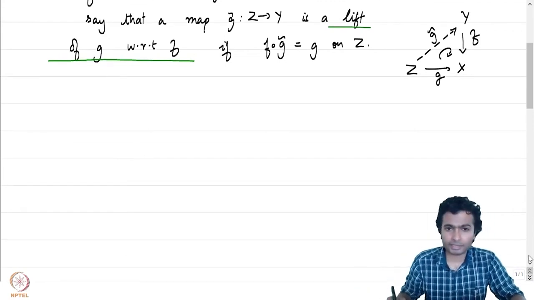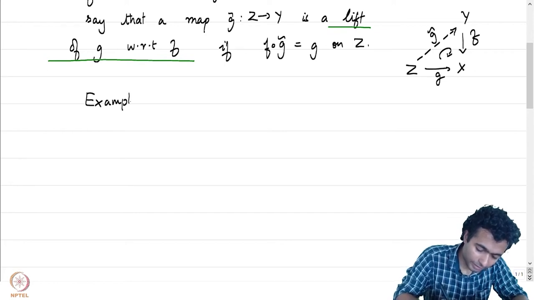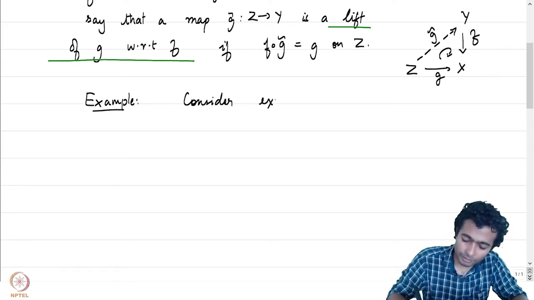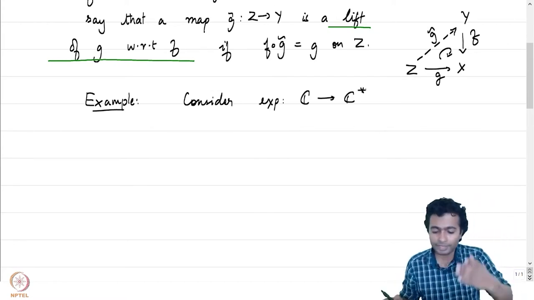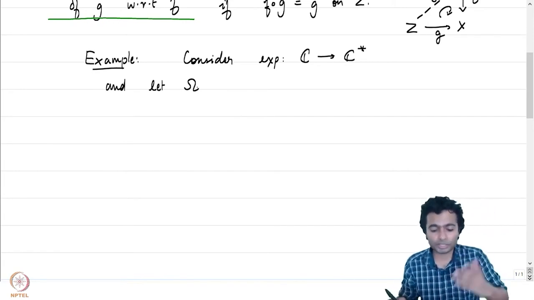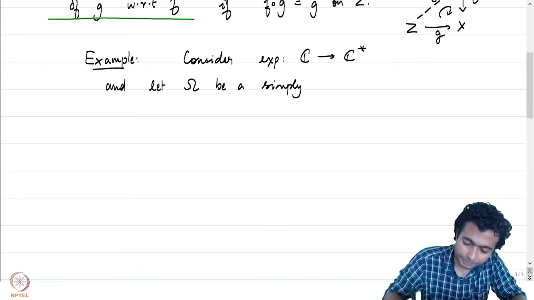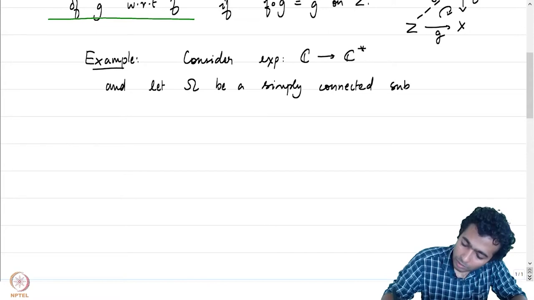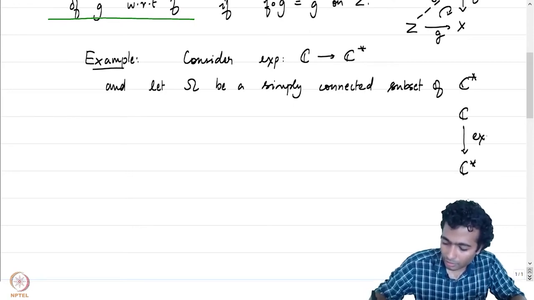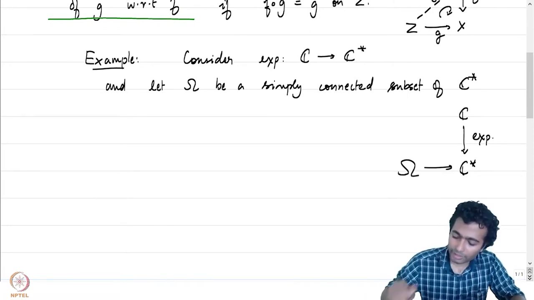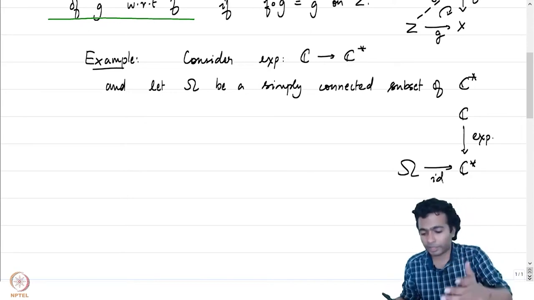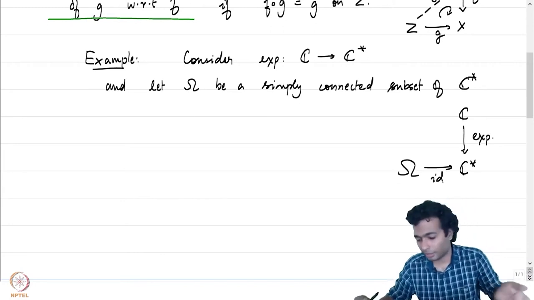We have already seen lifts in disguise earlier. Let me give you an example to reveal the disguise. Consider the following map, f is going to be the exponential map from C to C star. So, here Y is going to be C, X is going to be C star, and let omega be some simply connected subset of C star. So, the picture is now like this, that is C here, that is C star here, and the map here is exp. And if you look at omega, which is a simply connected open connected subset of C star, you have the identity map, which is the inclusion map.